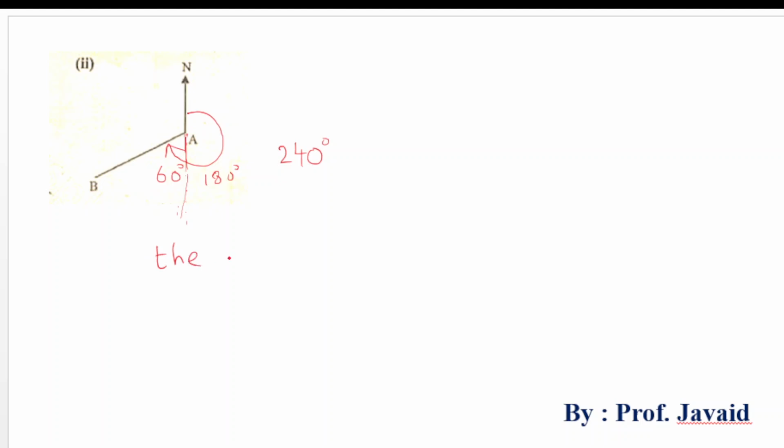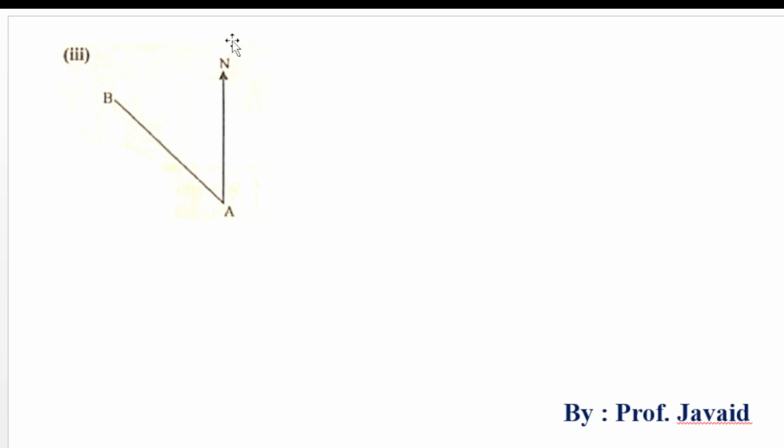So you will write the answer at the end. The bearing of point B from A is 240. No need to put 0, it is already in three digits. So let's move toward the next question.